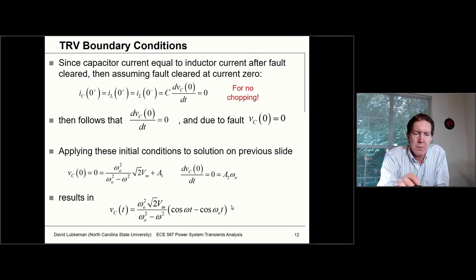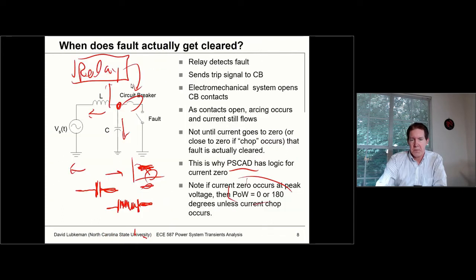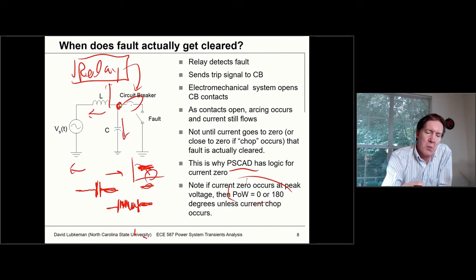So if the fault is cleared at a zero crossing, what this means is that the current going through that capacitor is going to be equal to zero right before and right after the switch associated with that circuit breaker operation opens up. You'll note in this particular circuit that, go back to this diagram, this is getting a little bit cluttered here, but basically once that circuit breaker opens, the current going through that capacitor is going to be the same as the current going through that inductor.